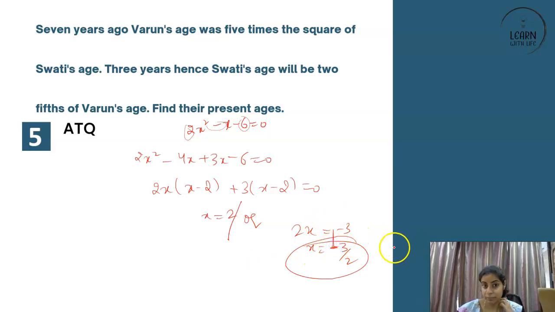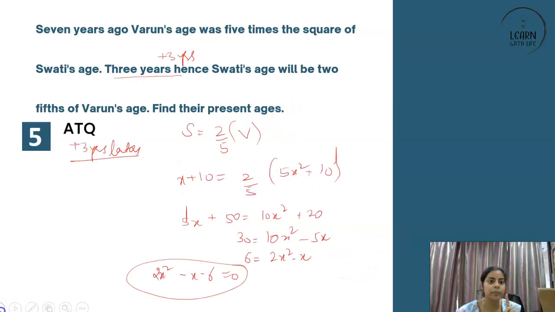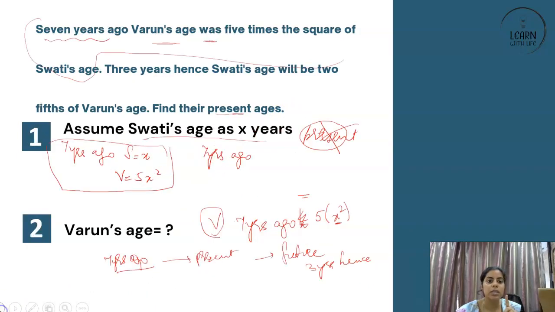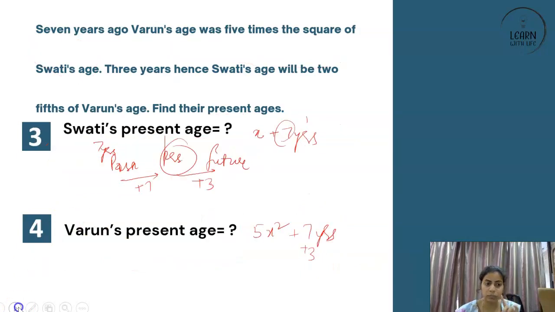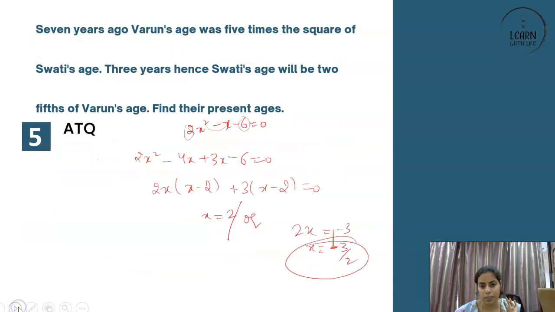Now you tell me one thing. We had assumed what was x? What was x? Let's see. In the previous steps, x was Swati's age 7 years ago. Swati's age 7 years ago. Can age be negative? No. So this is completely rejected. So you will accept only the answer x is equal to 2.